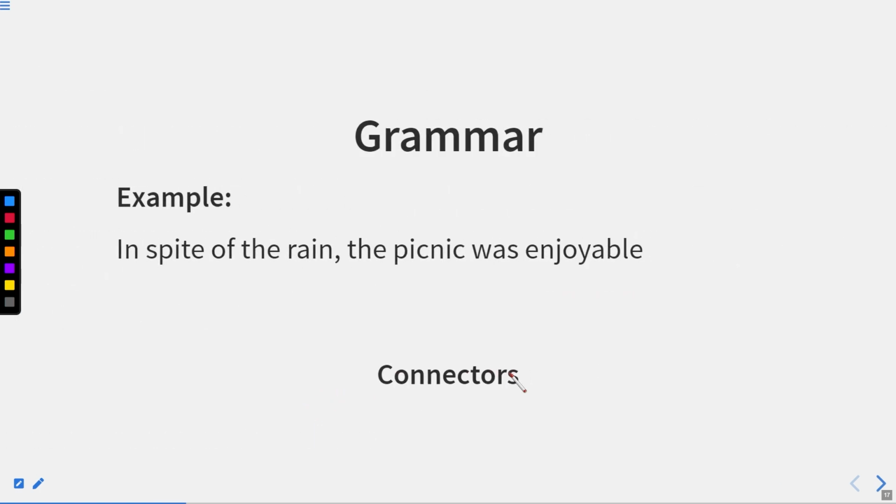Now let us move to the next one. For example, in spite of the rain, the picnic was enjoyable. So the rain is a noun, and the picnic was enjoyable is the main clause.